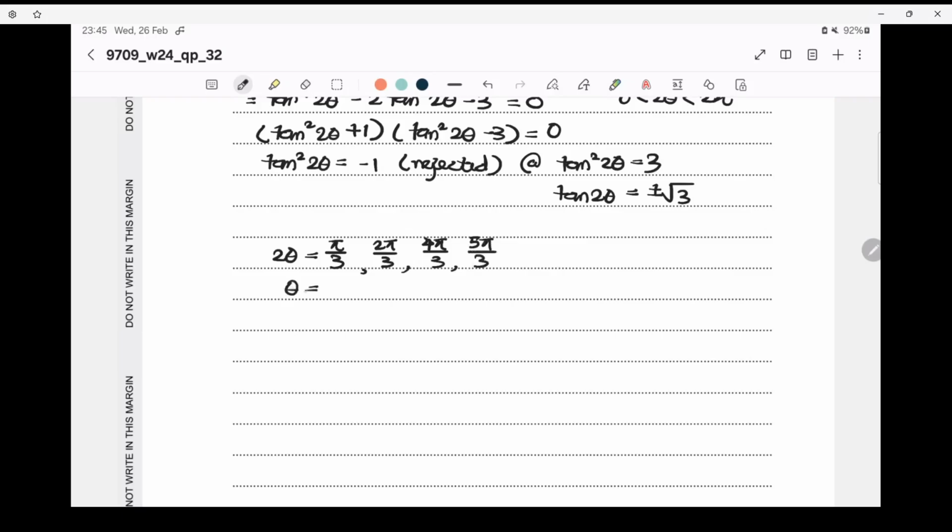So your solution will be pi over 6, pi over 3, 2 pi over 3, and then 5 pi over 6. So that will be your solutions.